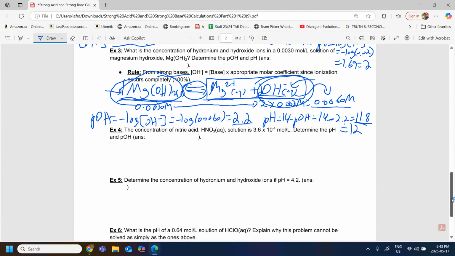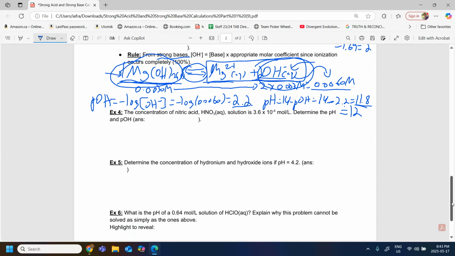Okay, so the concentration of nitric acid solution is 3.6 times 10 to the negative 4 moles per liter. Determine the pH and the pOH. So you can try these on your own now at this point. So here, notice we do have a strong acid.